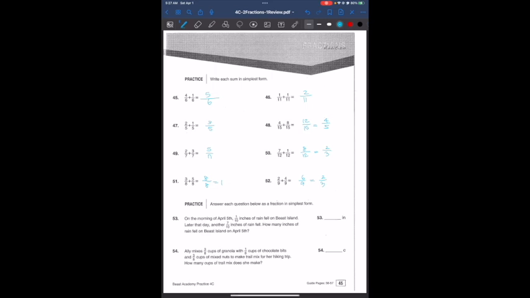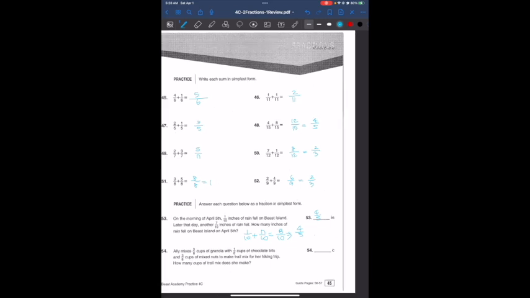Now it says, on the morning of April 5th, 1/10 inch of rain fell on Beast Island. Later that day, another 7/10 inch of rain fell. How many inches of rain fell on that day? So we're adding 1/10 and 7/10. That's going to give us 8/10, and when we simplify, we can divide both by 2, and that gives us 4 over 5. So we have 4/5 inch.